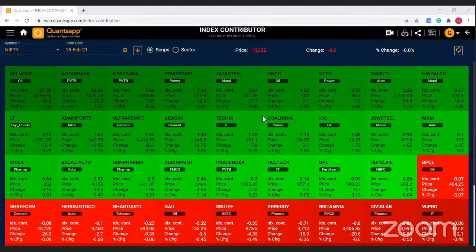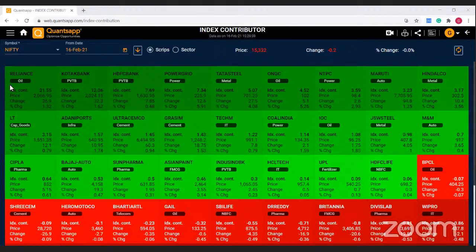The point of index contributor is to gain knowledge of a 1% movement in big weighted stocks. Big weighted stocks means Reliance, Kotak Bank, HDFC Bank or SDFC. If there is a big price movement in these stocks, how much are they contributing to the index? There was a time when SDFC and SDFC Bank used to jump or decline in a big way, and it used to take the whole index like Nifty to the positive or the negative side. Same with Reliance.